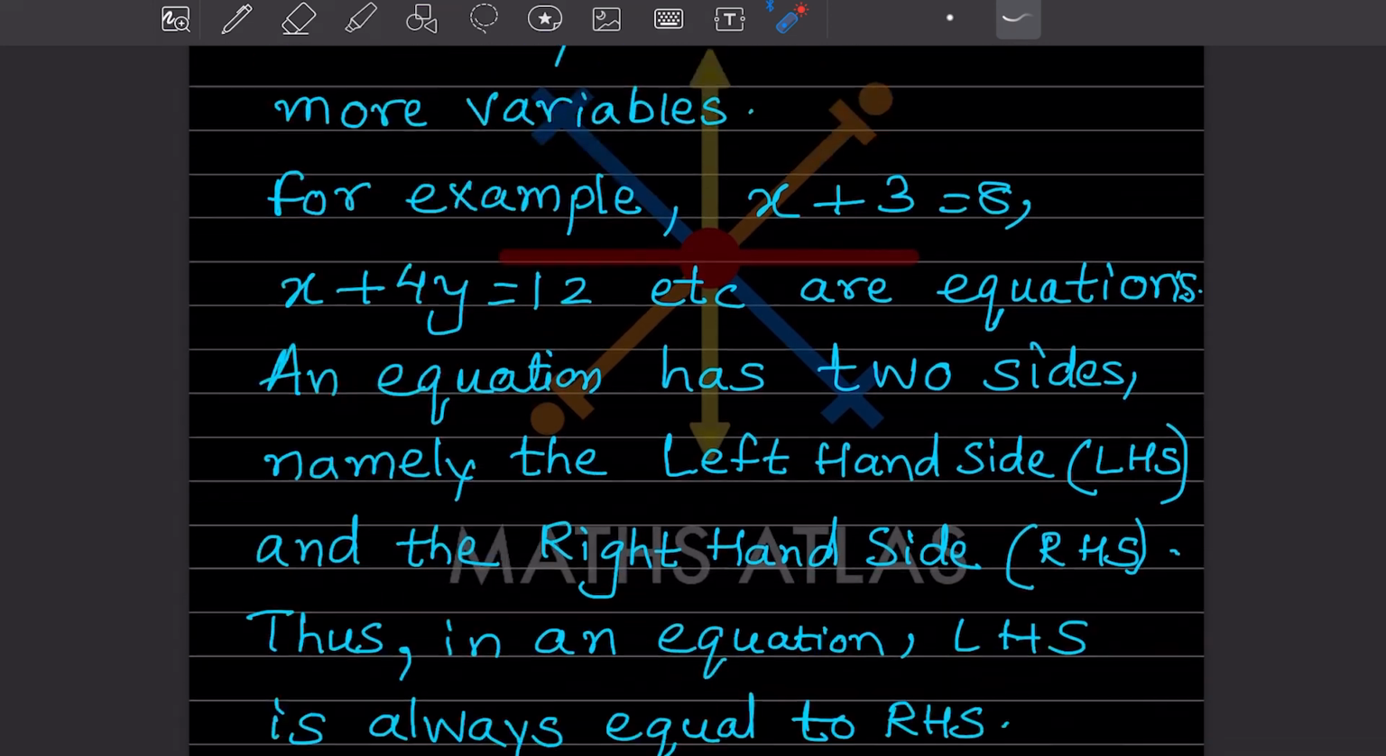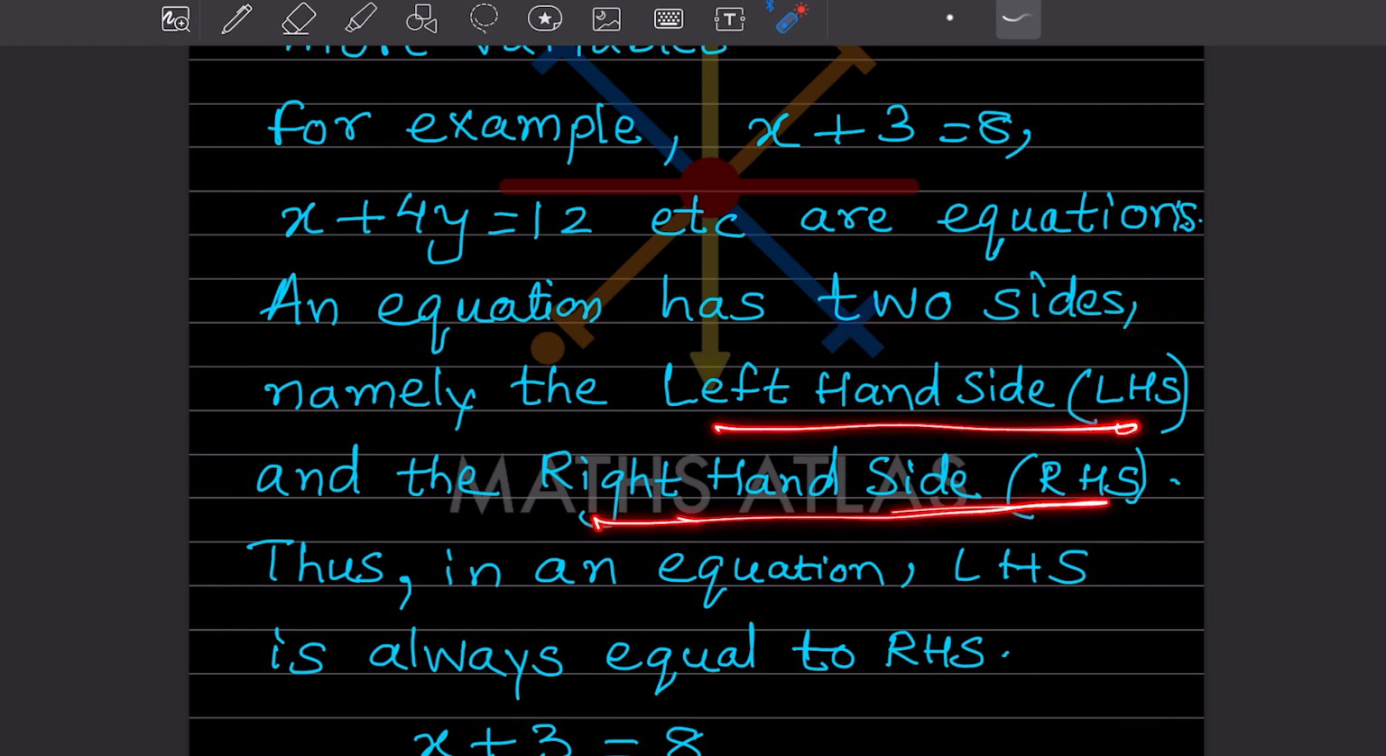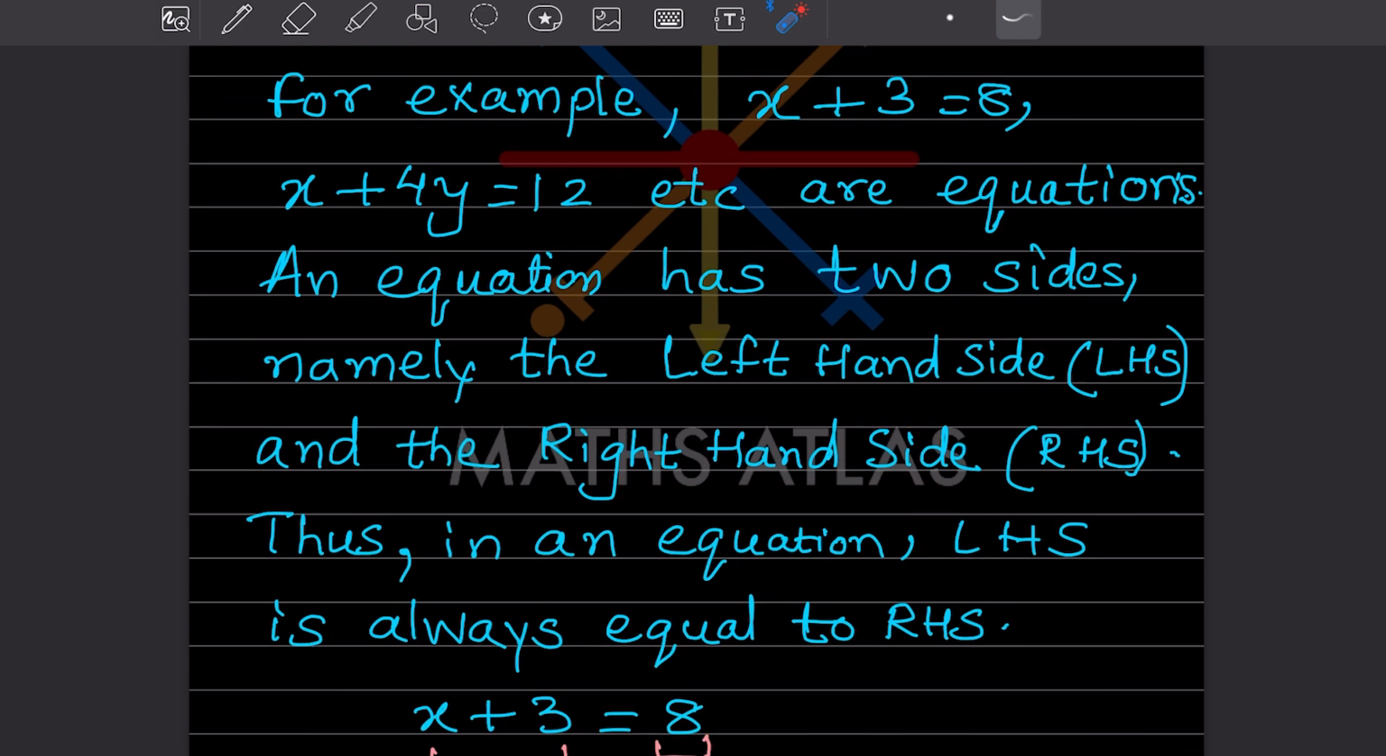Now an equation has two sides: the left hand side and the right hand side. This is very important when you solve equations. We are not always going to say left hand side, we'll say LHS and RHS. I've written both ways. Left hand side, the short form is LHS, and right hand side, the short form is RHS. In an equation, LHS is always equal to RHS.